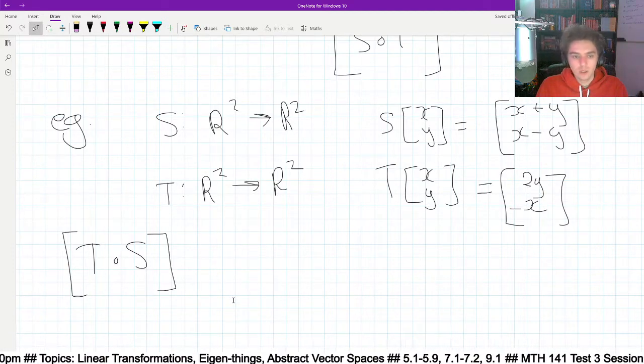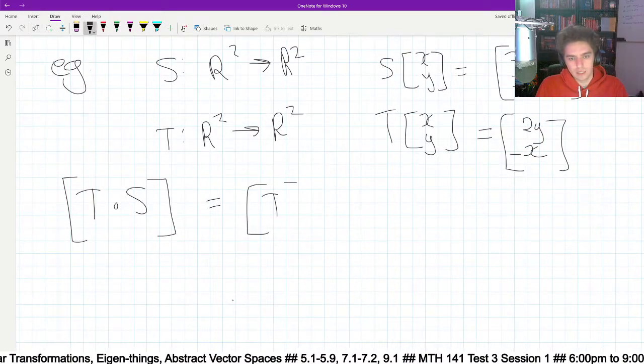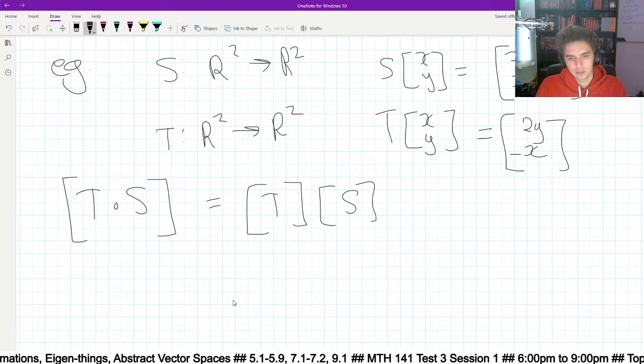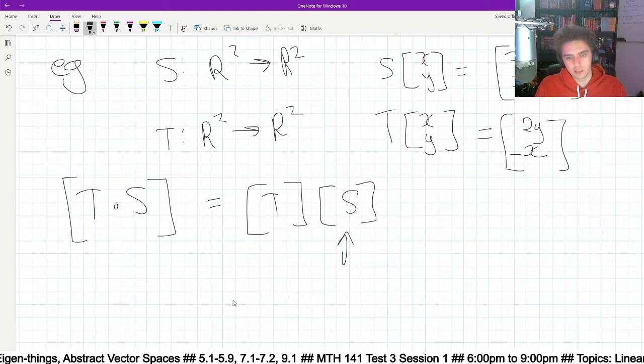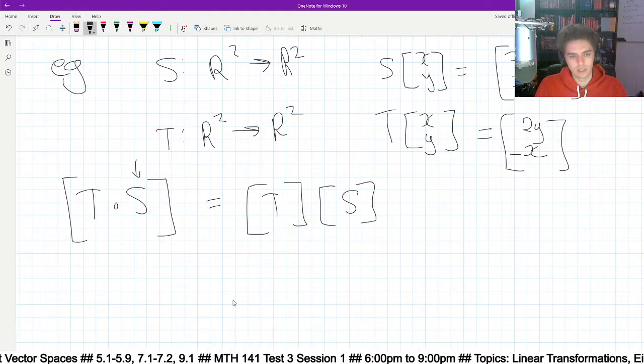Yeah. So what this is going to look like is the matrix representation of T times the matrix representation of S. I should have said it the other way: the matrix representation of S times the matrix representation of T. So it's important the order stays right here.